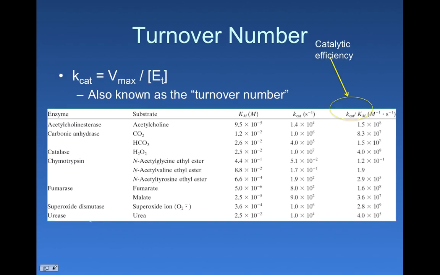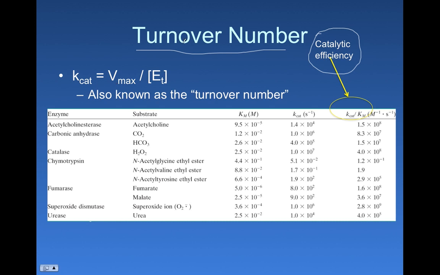Now, the two kinetic constants that we're going to talk about today, one is called turnover number, and the other one's called catalytic efficiency. And these two kinetic constants tell us some different information about enzymes.